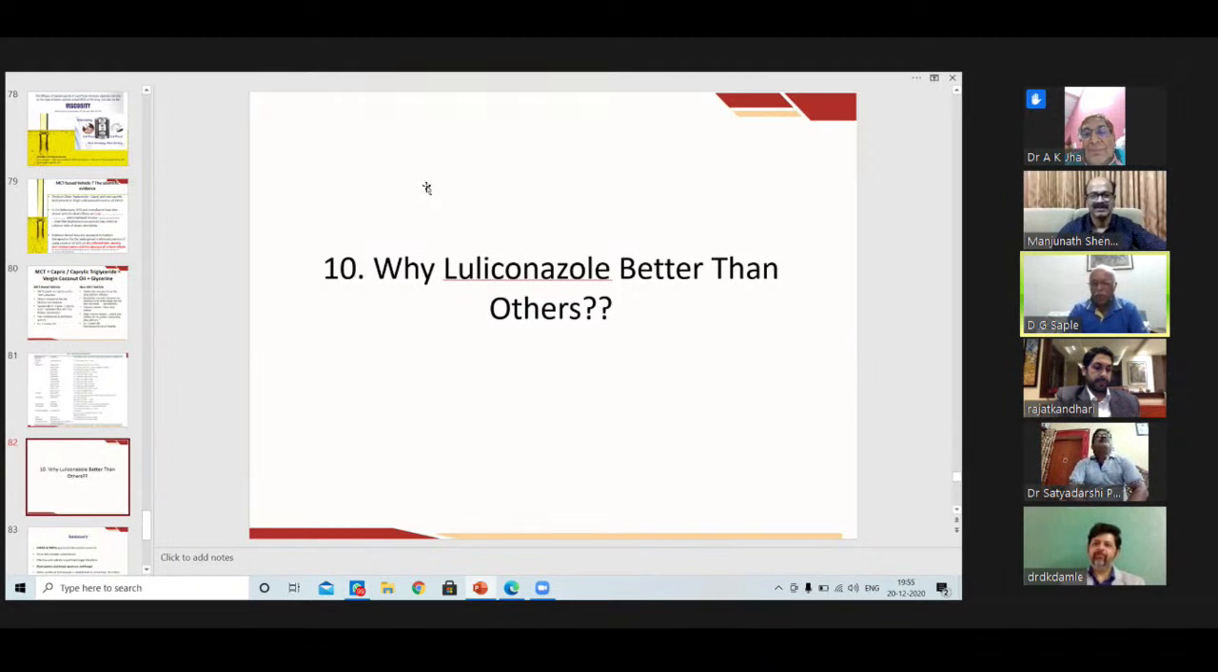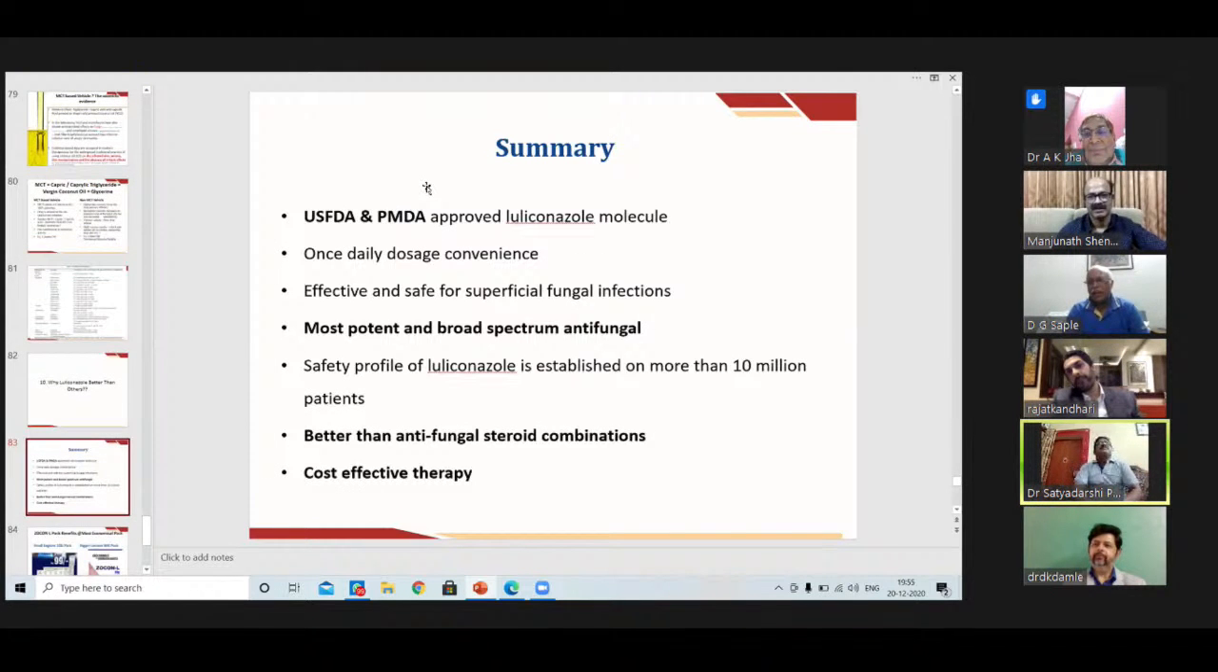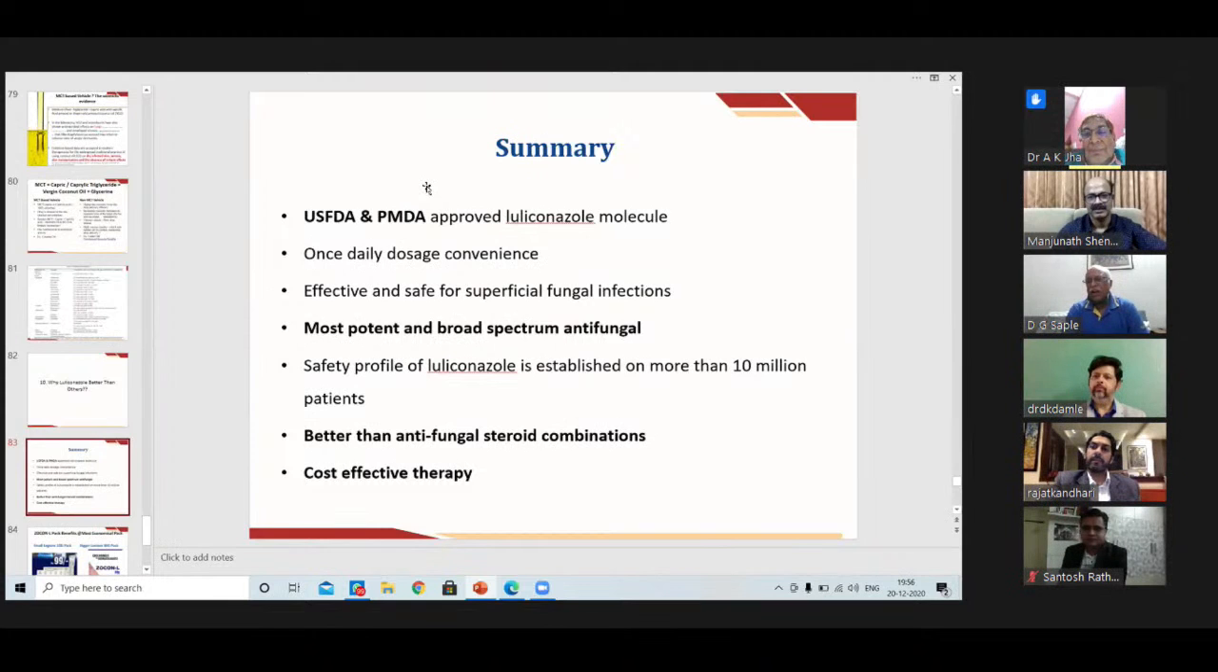So Dr. Patnaik, which topical antifungal do you prescribe? Luliconazole, sir. Okay, Dr. Amarkant. Luliconazole is also cost effective, and there is competition among the pharma houses to bring good luliconazole at the cheapest rate. My first choice is luliconazole.